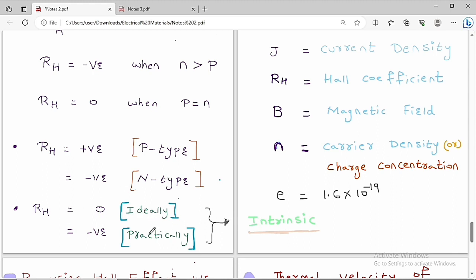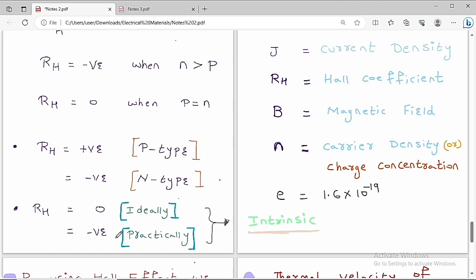Ideally it is 0, but practically it is negative. Listen carefully. Ideally its value is equal to 0, because in the intrinsic case both the hole concentration and the electron concentration are equal. But practically its value is negative. Even though in the intrinsic semiconductor the value of p is equal to n, the electron mobility is very much higher when compared to the hole mobility. Because of this reason, its value is negative.